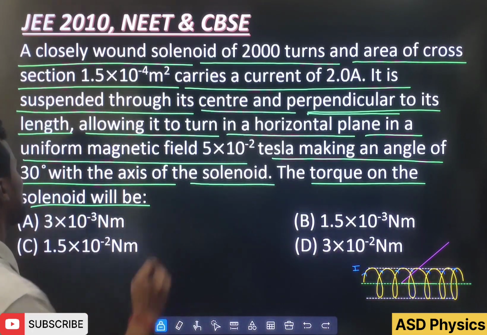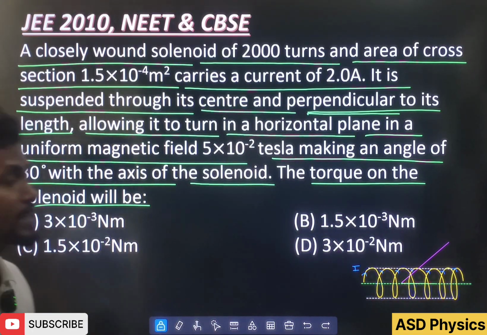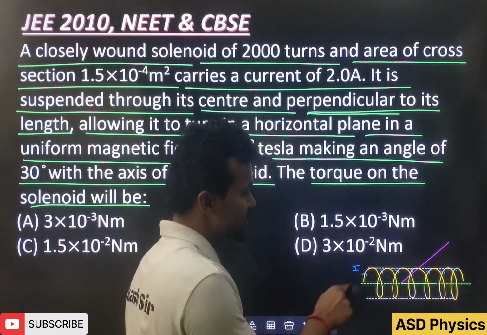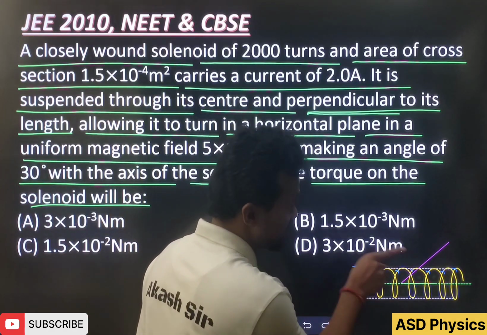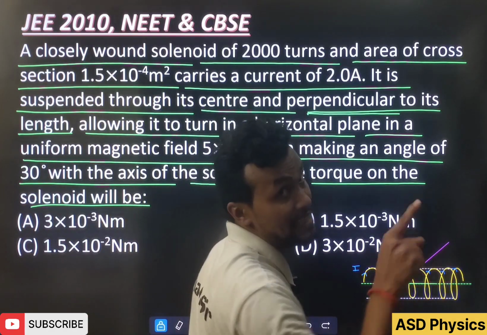Okay, so you can see very well here, I have taken one solenoid, like this. Current is flowing here, like this, in the solenoid, like a coil, a helical coil.